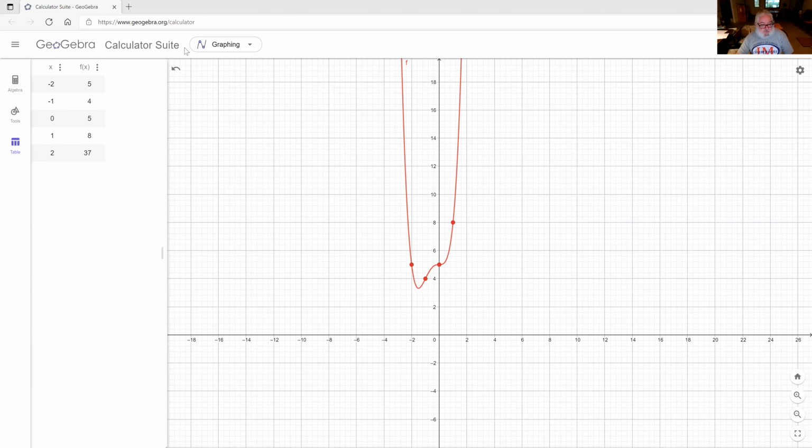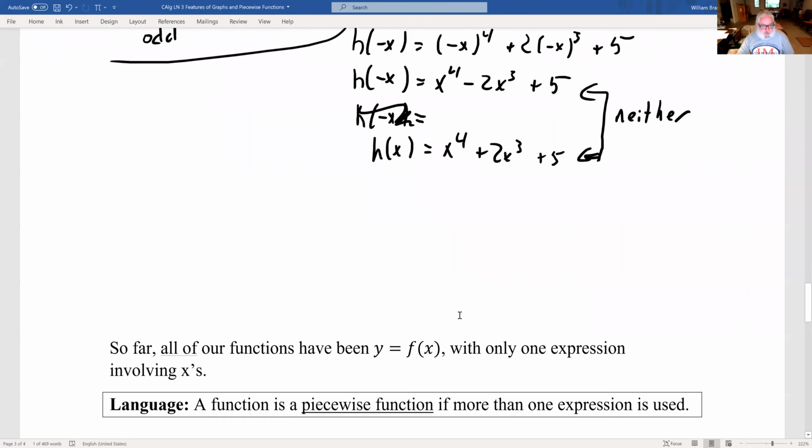So GeoGebra is really, really useful as a calculator. And I think it's free on your phone. So, use it. Okay, so back to the lecture notes.